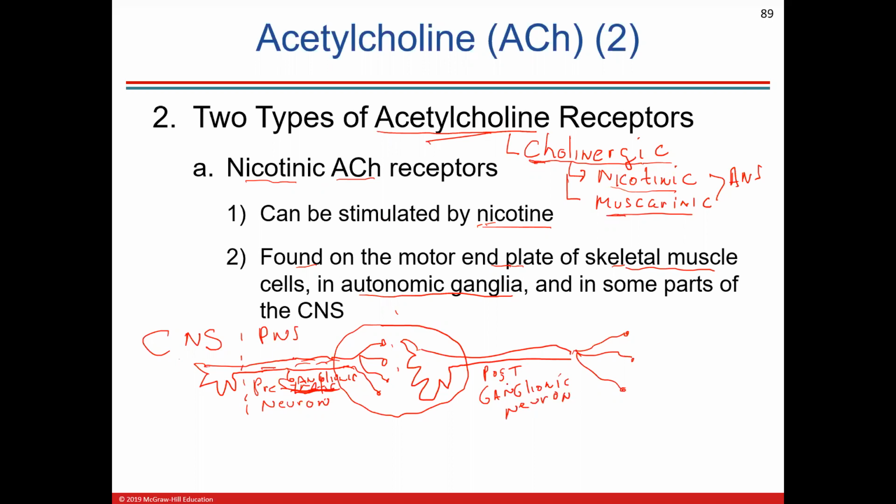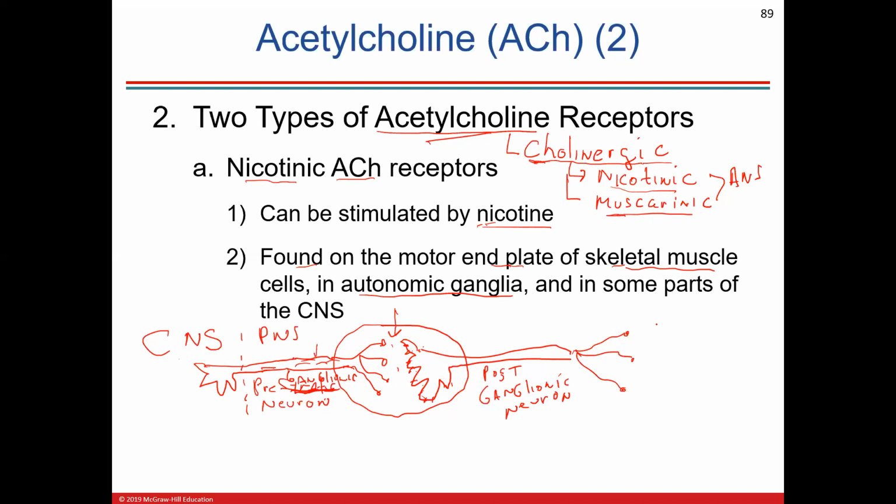Okay. So let's say this is the parasympathetic nervous system. So the preganglionic neuron is releasing what neurotransmitter? It's acetylcholine. So the postganglionic membrane has cholinergic receptors. So guess what? The postganglionic neuron in both the sympathetic and parasympathetic have cholinergic receptors, even in sympathetic.